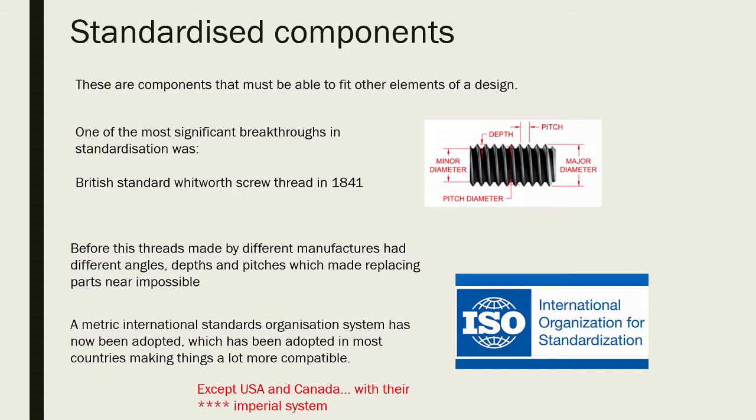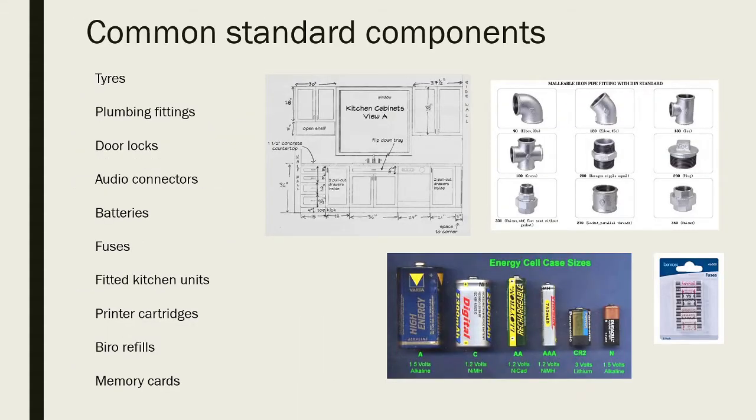Rather than make things yourself, you can buy these parts in because it's much more convenient and not as time consuming, and a lot of the time it's not worth the money to make these in-house. The most common standard components are things like tyres, plumbing fittings, door locks, audio connectors, batteries, fuses, fitted kitchen units, printer cartridges, biro pen refills and memory SD cards. All these things, no matter what company you buy them from, should come in the same standard size.